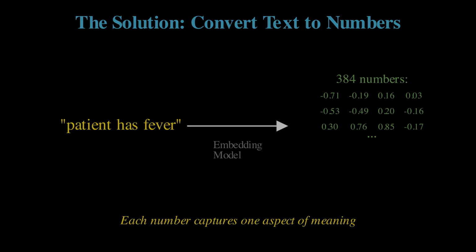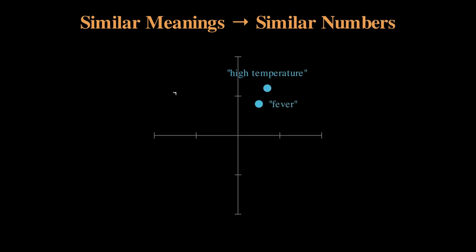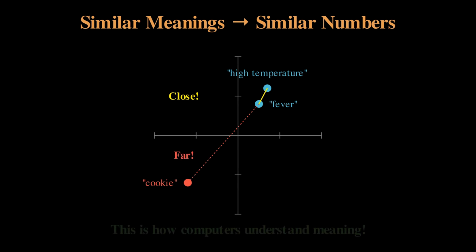Now let's see how embeddings work visually. Imagine we plot these embeddings on a graph. Here is the word fever and another word, high temperature. Look, they are really close together. The computer understands that both have the same meaning. Now see what happens with a different word like cookie. It's far away from the medical terms. This is how computers understand meaning. Similar words cluster together, but different words stay very far apart.